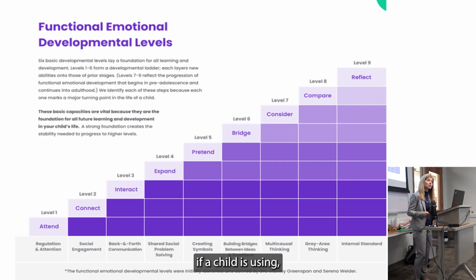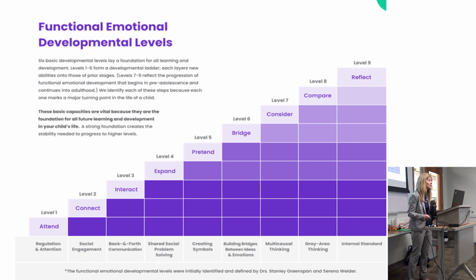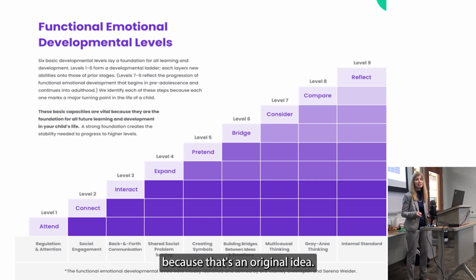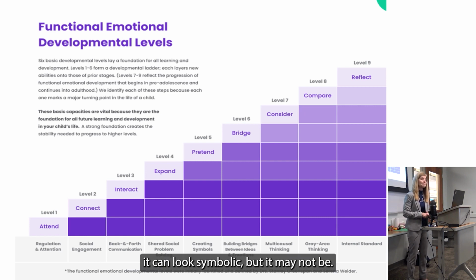Same as a kitchen set. If a child is using a Melissa and Doug kitchen set at home with the spatula, the pots and pans, that's more functional play. But if the child takes on the role of being the mother, the grandmother, then that's symbolic play because that's an original idea. So, it's tricky. It can look symbolic, but it may not be.